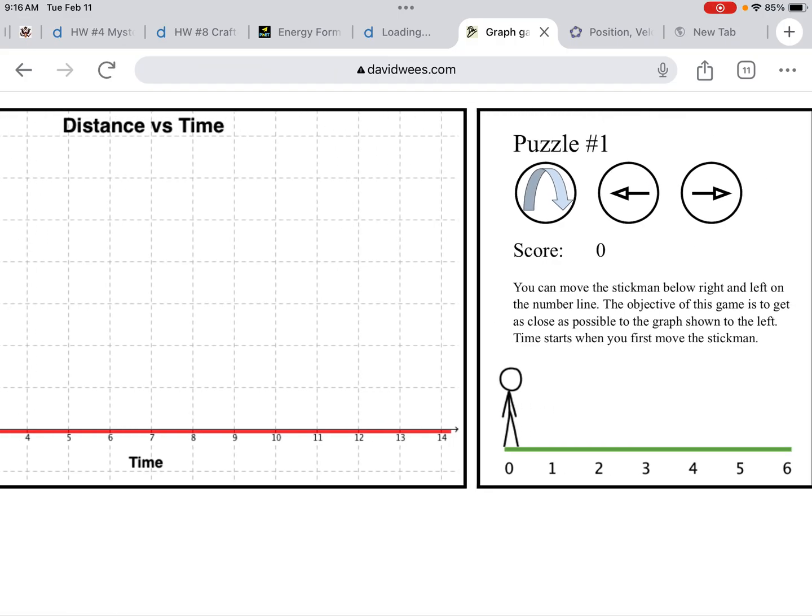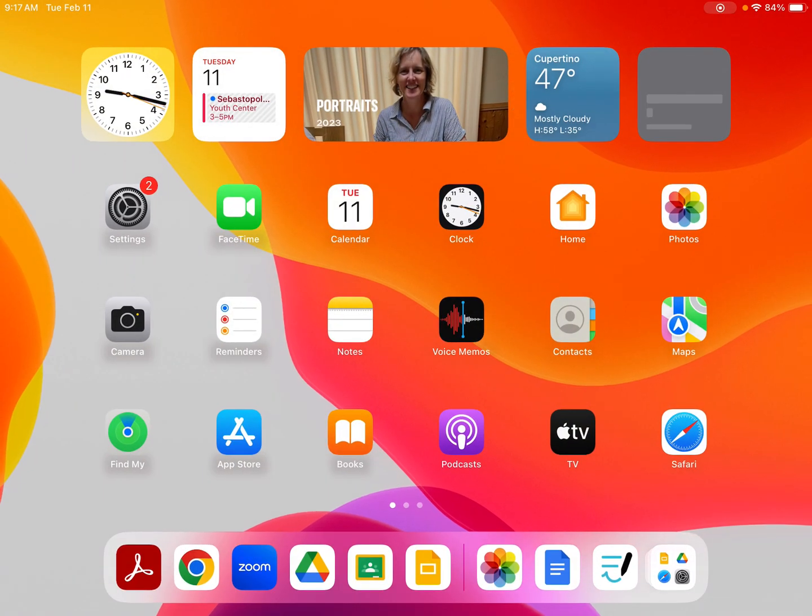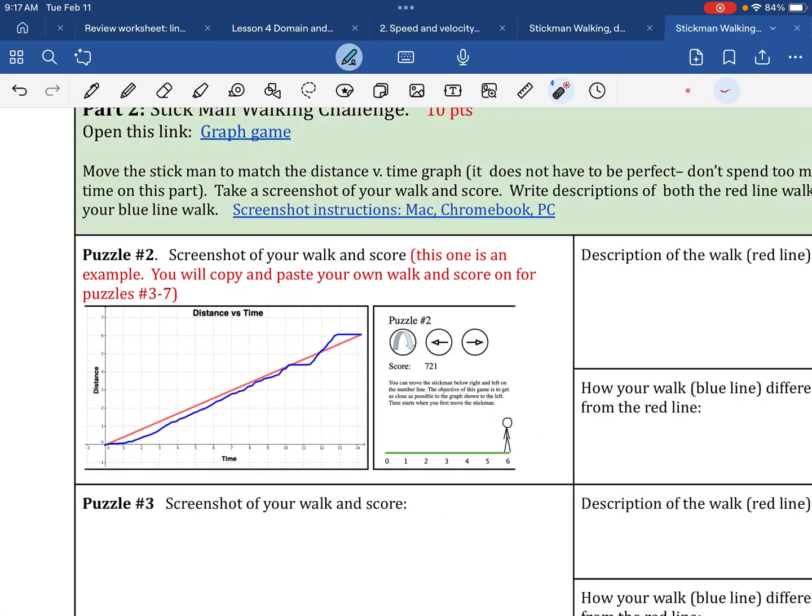We're going to start with puzzle number 2 here, so we can click through the different puzzles by using the arrows. We'll start with puzzle 2, and then you move this little stick person along the line at a rate that will make your graph match the red line. Now, it's not working on my iPad to move the stick person, so what I did is I just did a screenshot of how I did it on my computer with my trackpad.